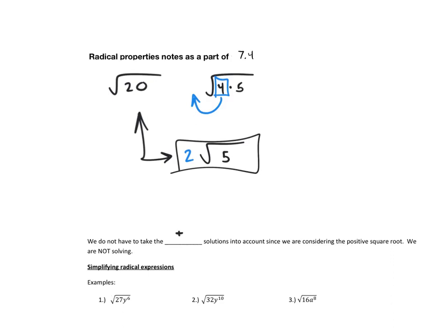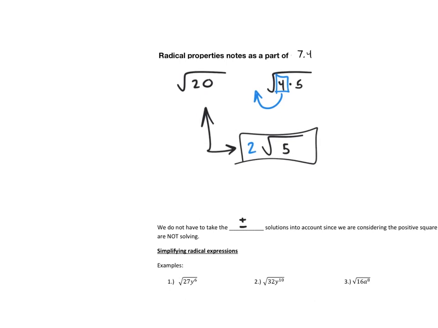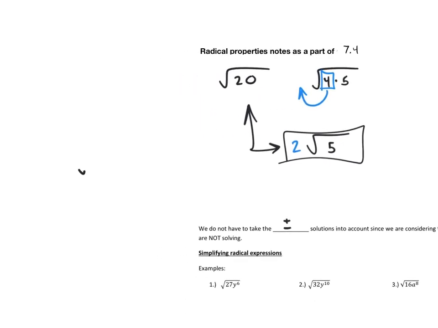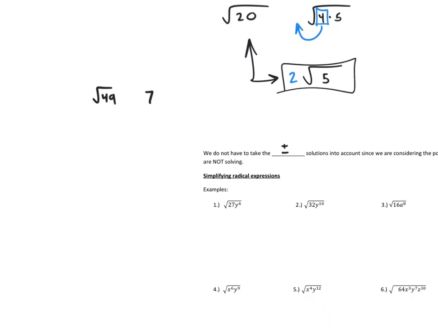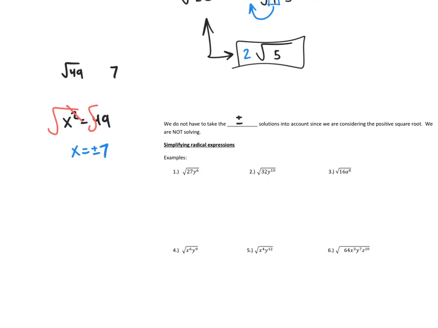Now you may have noticed that we have not been using the plus or minus with our simplifications. If I was just to ask you the square root of 49, you'll only say 7. However, if we're solving an equation and there's an equal sign, that's when we need the plus or minus, because both the positive and negative values make that equation true. When we're simplifying only, though, we do not need to use a plus or minus.